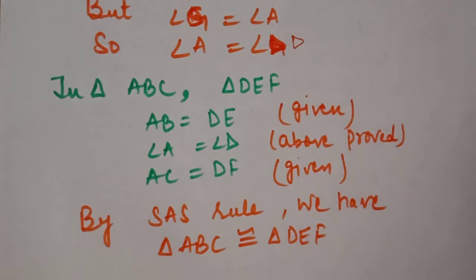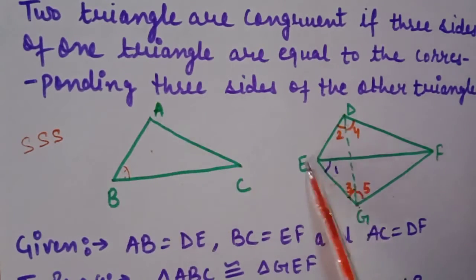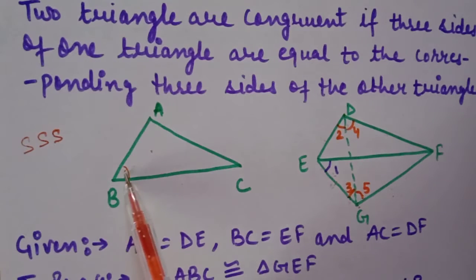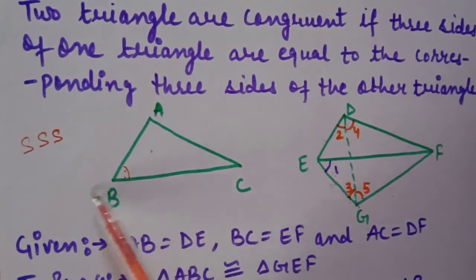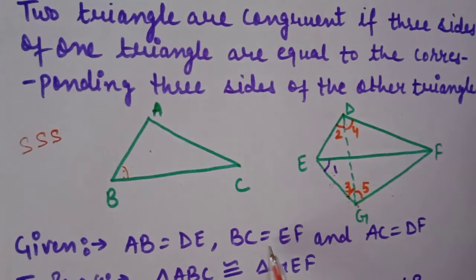So students, do you understand this theorem? Let me revise this theorem. We want to prove congruent triangles ABC and DEF. So we will do a construction. We will draw our angle 1 which is equal to angle B by the construction, and AB and EG are also equal to each other. Then we will take these two triangles, triangle ABC and triangle GEF. For their congruency, angle B and angle 1 are equal to each other. BC is equal to EF and AB is equal to EG. By SAS, both triangles are congruent.